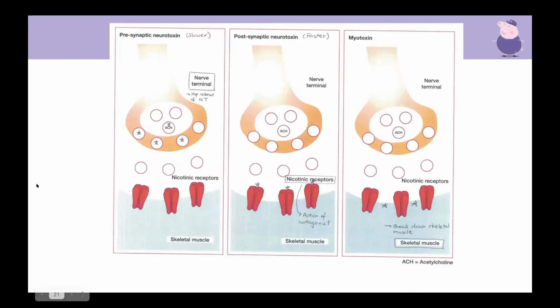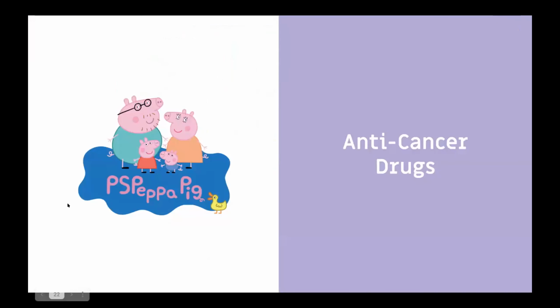So this is just a picture of it. You can see that presynaptic, basically what it means is that it will bind to these vesicles with your ACh, and it will stop the vesicles from being exocytosed. Postsynaptic means that it will be acting on your nicotinic receptors. So you can see the stars there, and that means that it will be blocking the nicotinic receptors so that ACh can't bind to them. And myotoxin basically will be breaking down the skeletal muscle, which is here.